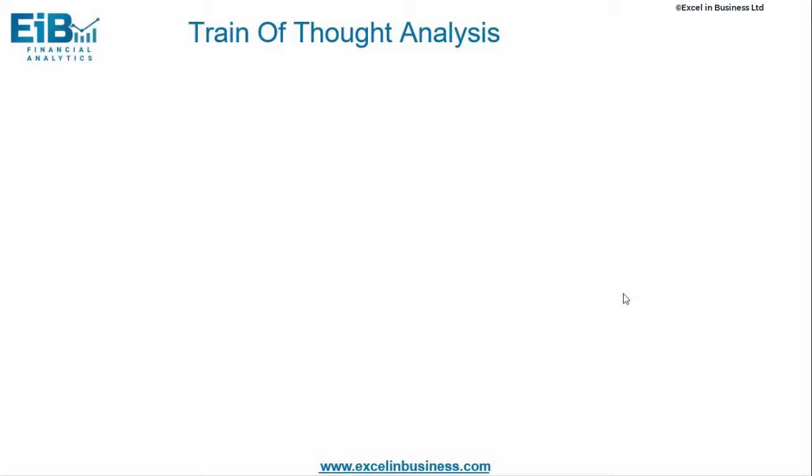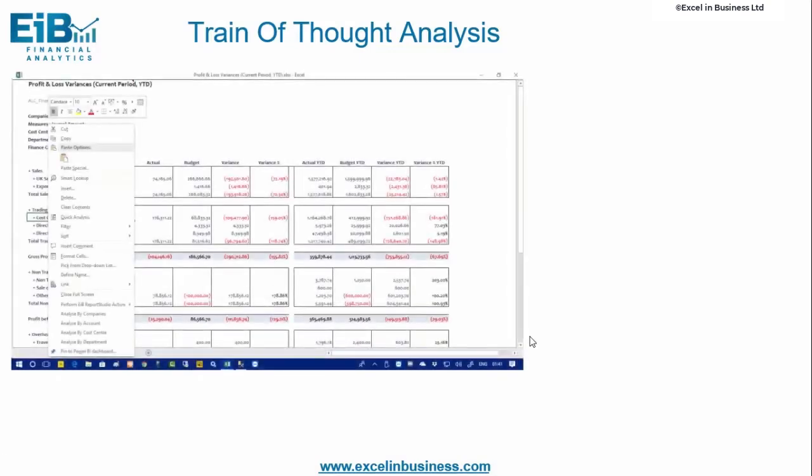One of the must-have features in EiB Analytics is the new train of thought analysis. Train of thought analysis is all about taking an existing report, so in this example a profit and loss report, and actually second guessing what the user wants to do next in terms of what extra analysis they would want to do based on looking at the numbers on the screen.